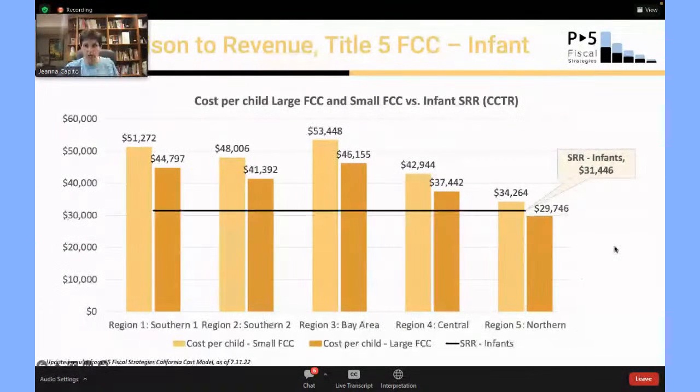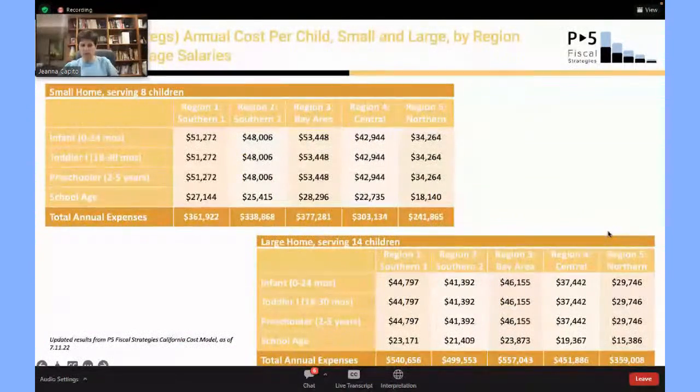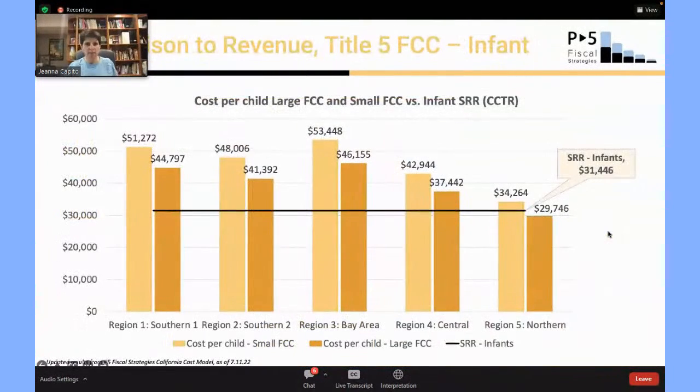So took a slightly different approach with this one and how it's laid out. This is all related to the comparison of the cost per child for small and large homes to the available rate that can be paid.